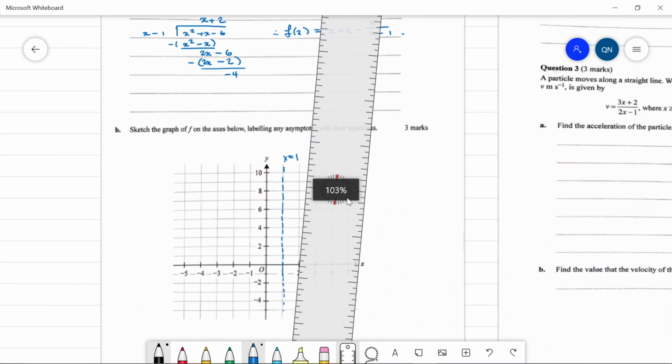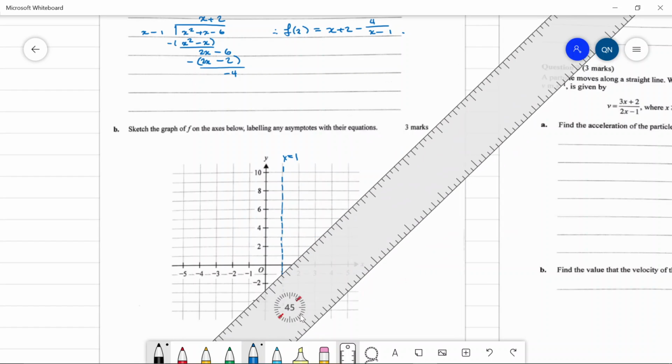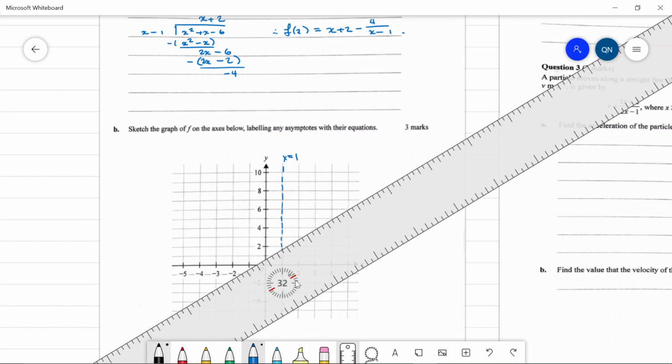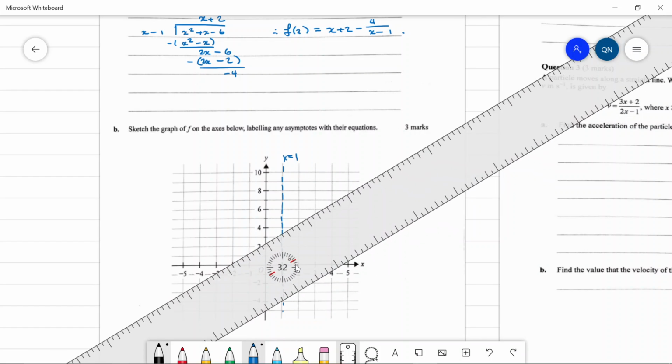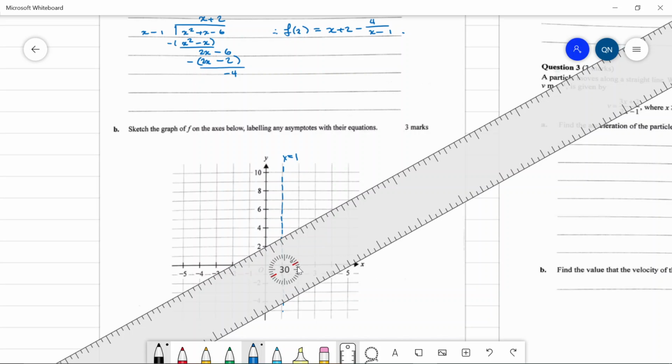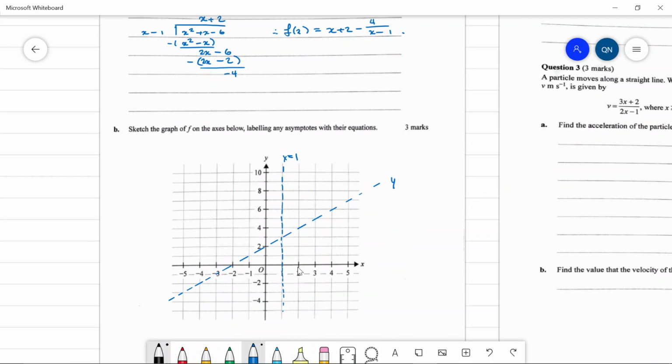And then we have y equals x plus 2. So that's going to come up something like this over here. Something like that will do. So that's y equals x plus 2. So we'll do that. So, yeah, we just have to put the graph in now. So this is y equals x plus 2.